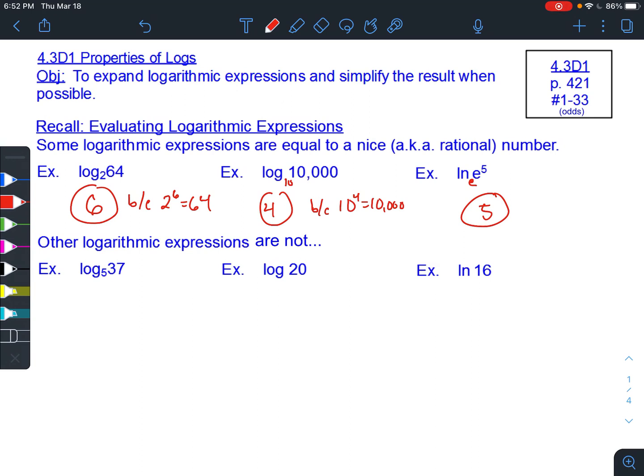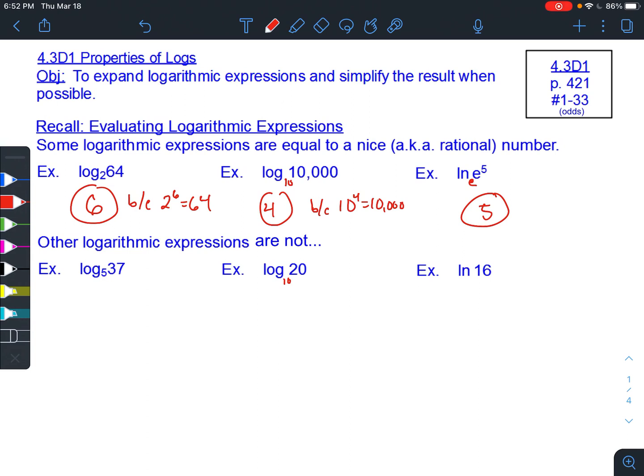Of course, other logarithmic expressions don't equal something nice, like log base 5 of 37. I sure can't think of 5 to some power that works out to be 37. Same thing with the next one. There's an implied 10 for log base 10 of 20, the common log of 20. I can't think of taking 10 to a power and landing on 20.